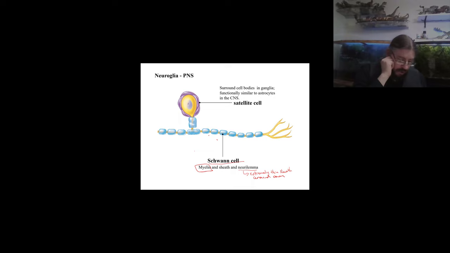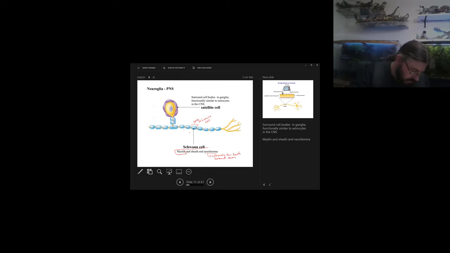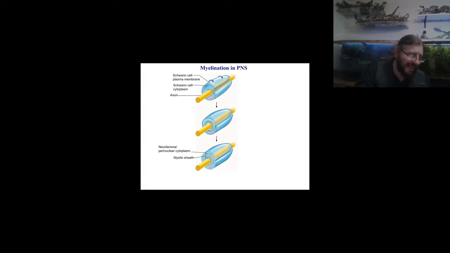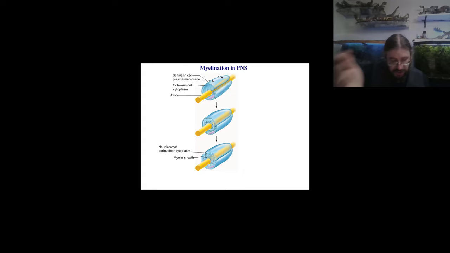So that myelin sheath bit right there, this is one Schwann cell. Very important to note. You can actually see how this works because the cell itself curls around the axon. So the cell itself, the Schwann cell, makes an initial curl and then, just like with the oligodendrocytes, starts to spiral itself around.